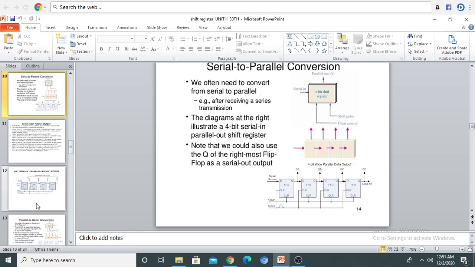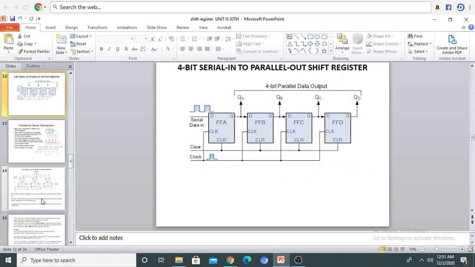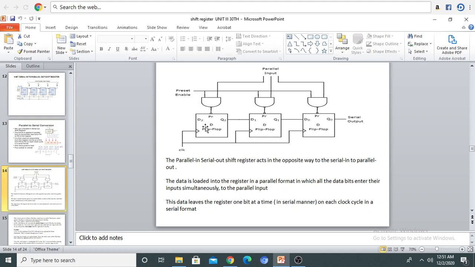Next, parallel in, serial out. So this is the circuit for a 3-bit parallel in, serial out shift register. Here we have 3 flip-flops. Here by using preset enable, we are setting the flip-flops. Here we have a circle, here also a circle, so this will act as an AND gate, NAND gate, and then again we have an inverter.